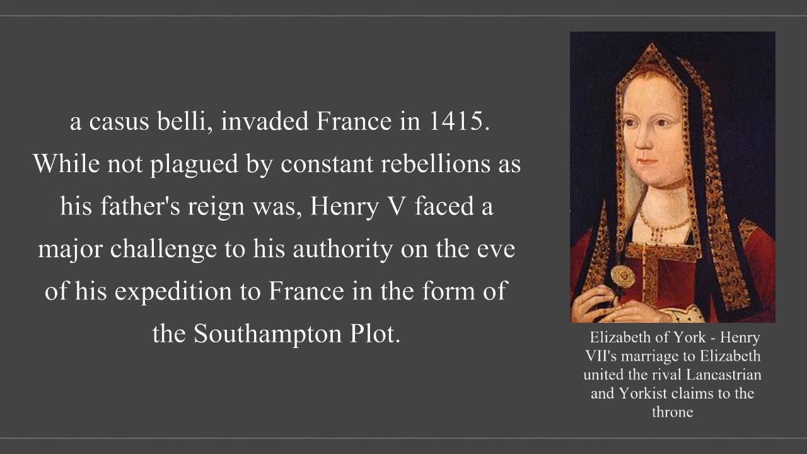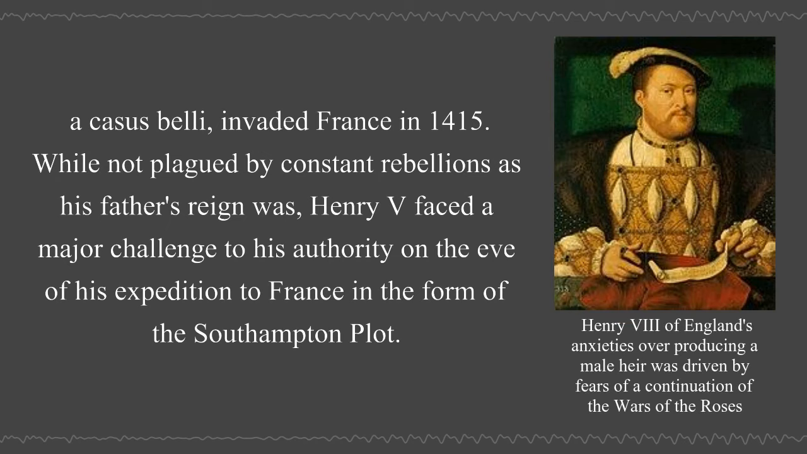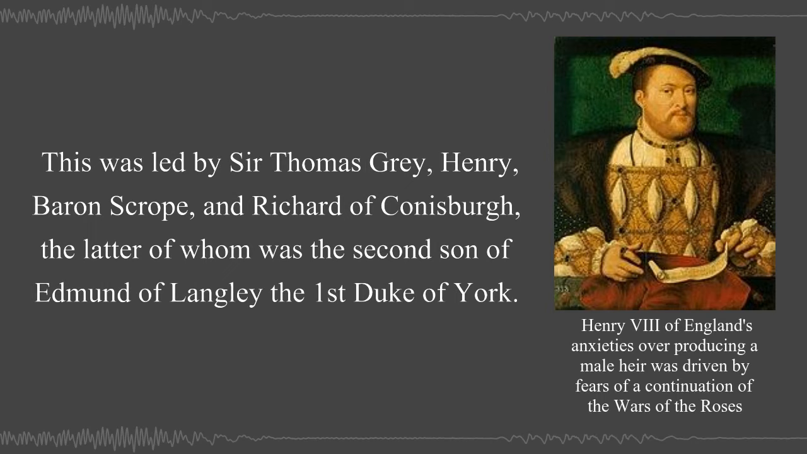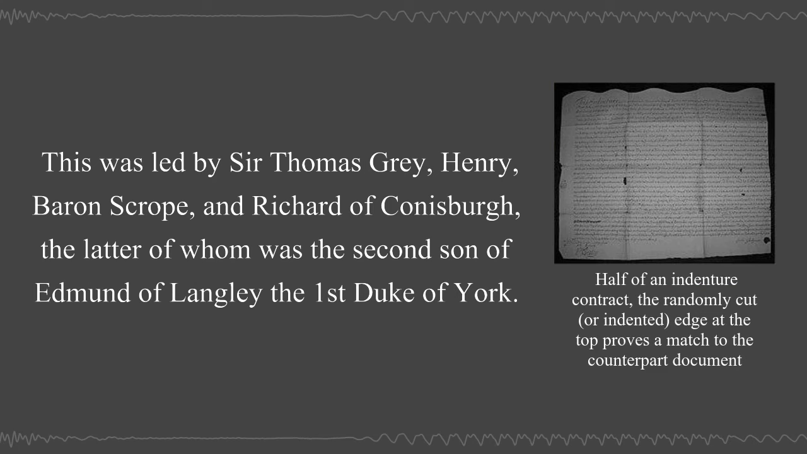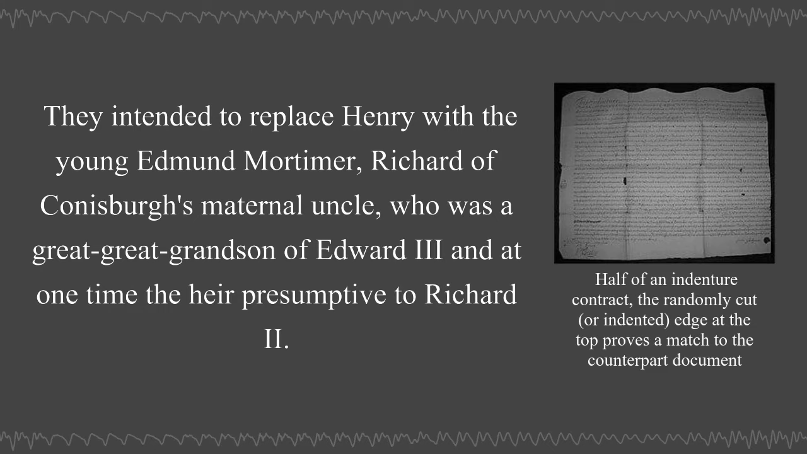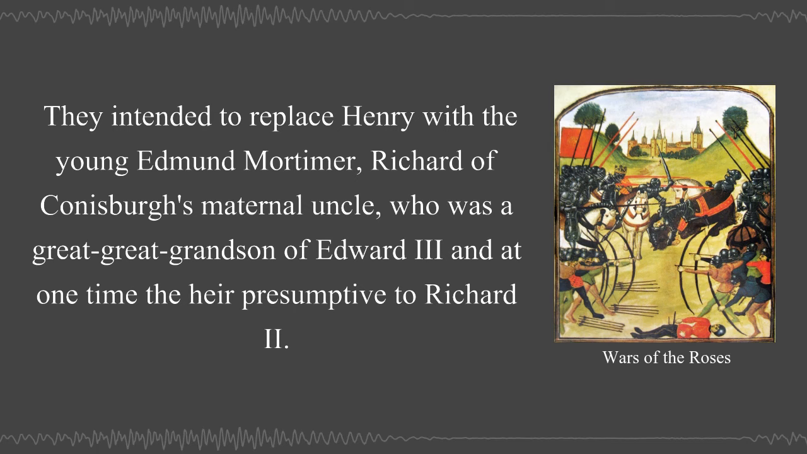While not plagued by constant rebellions as his father's reign was, Henry V faced a major challenge to his authority on the eve of his expedition to France in the form of the Southampton Plot. This was led by Sir Thomas Grey, Henry Baron Scrope, and Richard of Conisburgh, the latter of whom was the second son of Edmund of Langley, the first Duke of York. They intended to replace Henry with the young Edmund Mortimer, Richard of Conisburgh's maternal uncle, who was a great-great-grandson of Edward III and at one time the heir presumptive to Richard II.